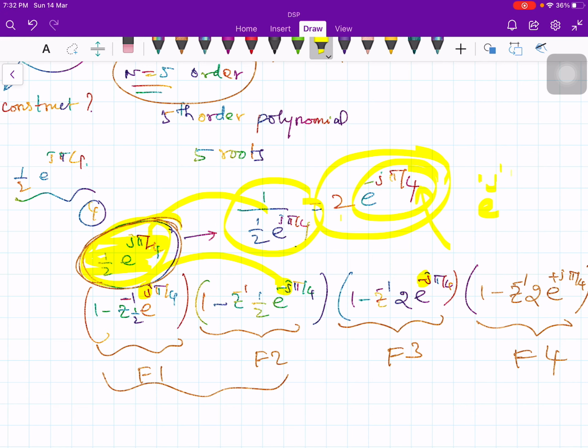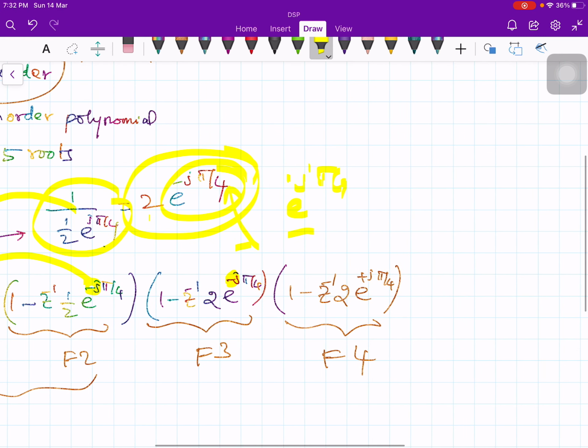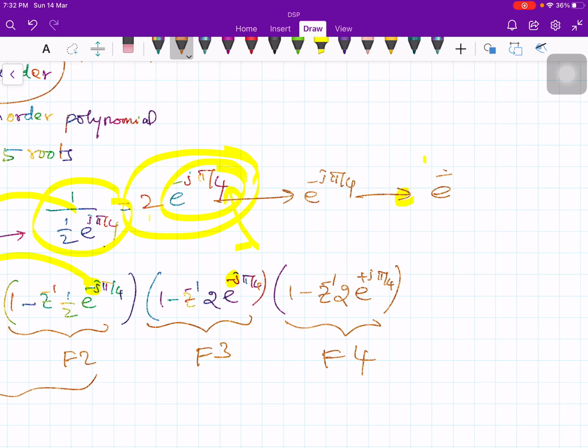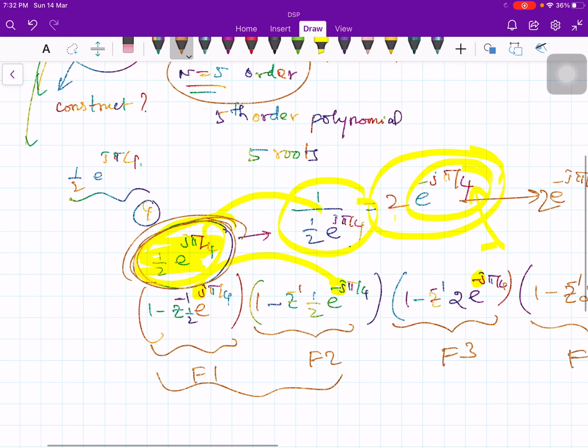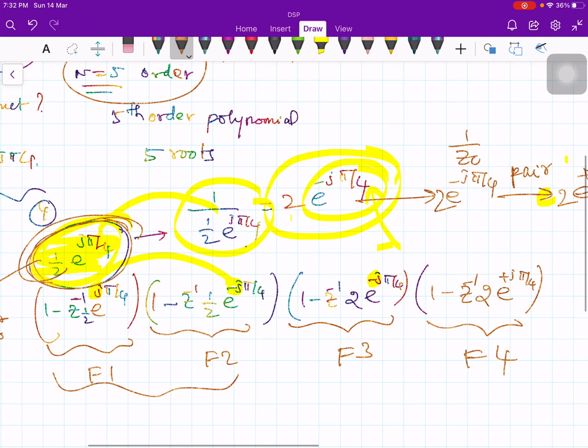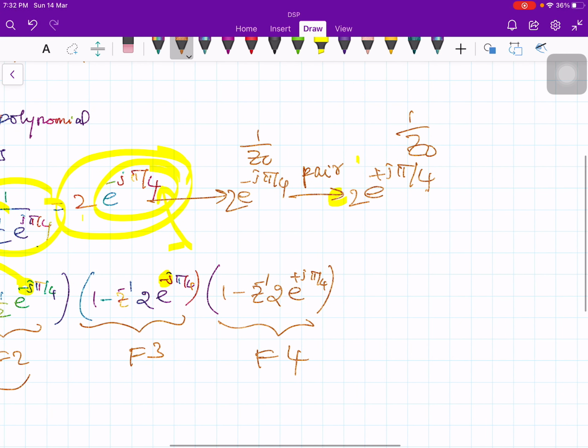If you have e to the plus j pi by 4, then its mate, its friend, will be e to the minus j pi by 4, whose pair will be e to the plus j pi by 4. 2 times e to the minus j pi by 4, whose pair is, because it is a complex number, 2 times e to the plus j pi by 4. And in this case, if z0 is this value, then I will be having z0 conjugate, and this is 1 by z0 and this is 1 by z0 conjugate.